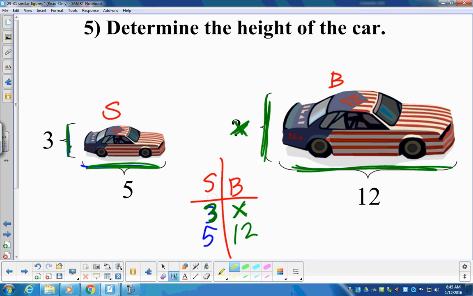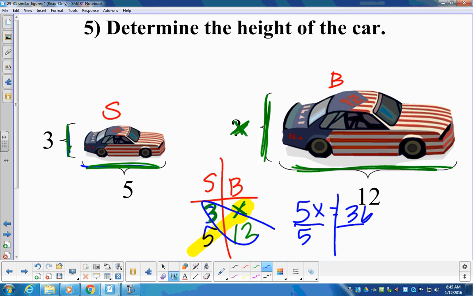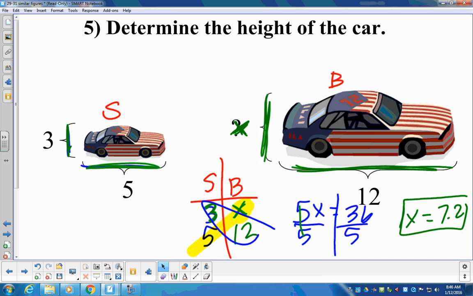Grab that variable x, hand method kicks in, that's 5 times x equals 36, multiplying that other diagonal. Divide by 5, copy, paste, we have 1x equals 7.2. Again, that's the height of the car. We assume feet, but the units aren't there, so we can't really lock in at any value. We have one more problem like that. Then we have one problem that I need to talk to you about, and then I'm letting you loose for the rest of the way.